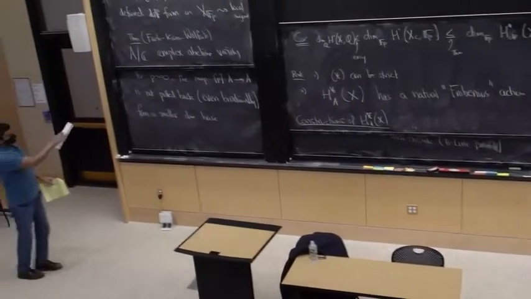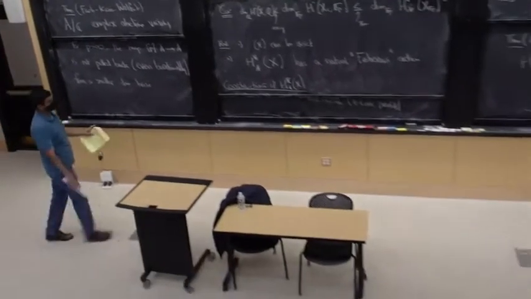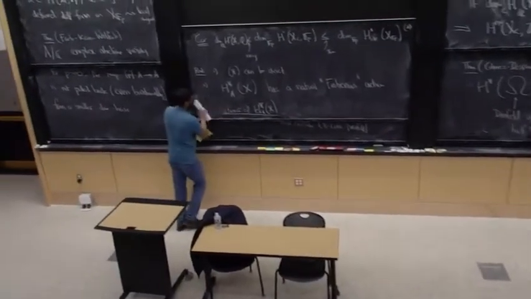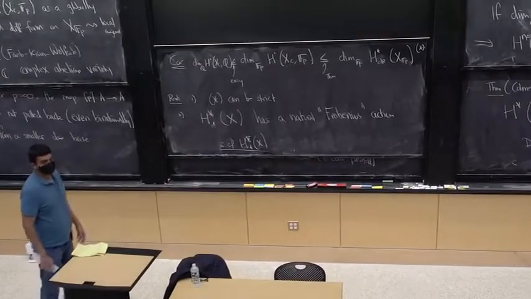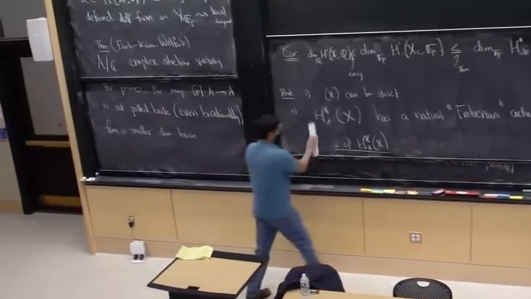But as far as I can tell, the proof goes through all this stuff. A does not need to be defined over any number field. Correct. Yeah, A can be anything.